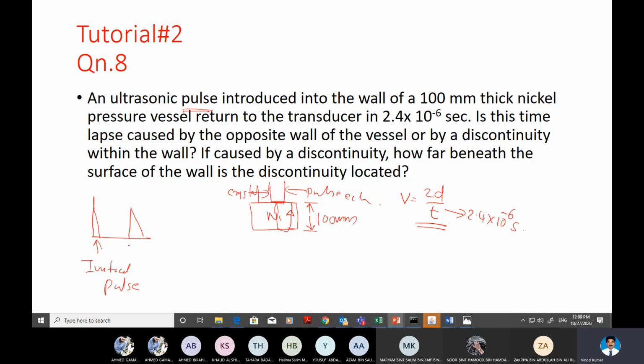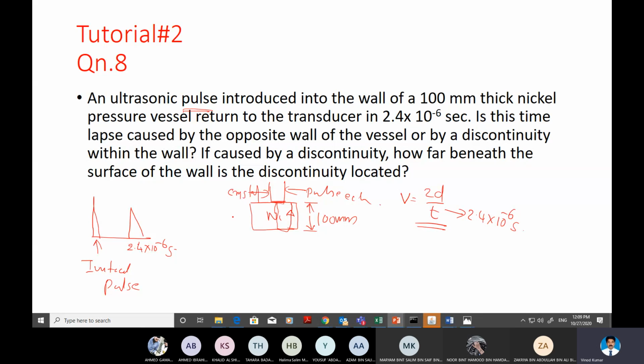And we are getting a signal after, say, 2.4 times 10 to the power minus 6 seconds. So we are getting a signal. Is this signal from the backside opposite wall or from a defect? This is the question. Hope that the question is clear to you.